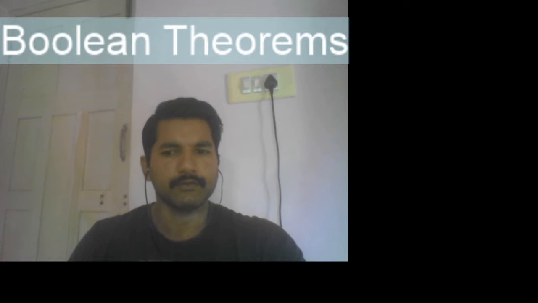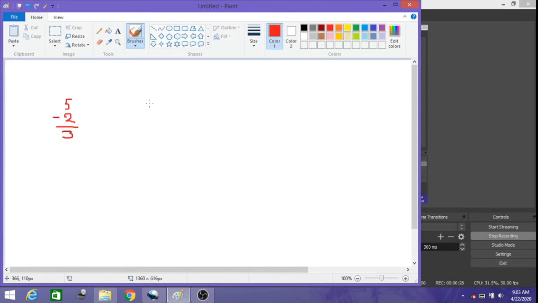Now before going to the Boolean expression or Boolean theorems, let us discuss a little bit of the previous tutorial. In the previous tutorial we were talking about complements. For decimal systems there is a tens complement and nines complement, and for binary system there is a twos complement and ones complement.